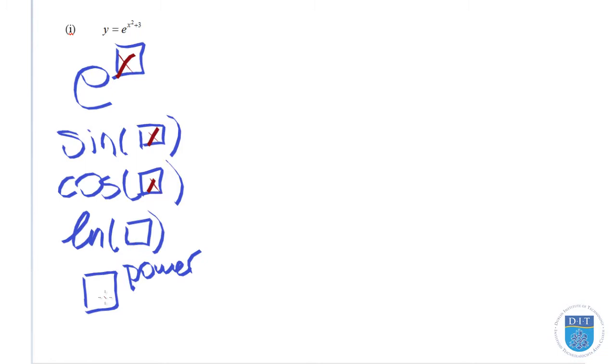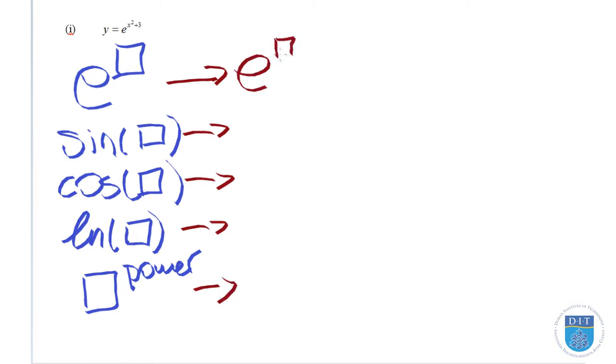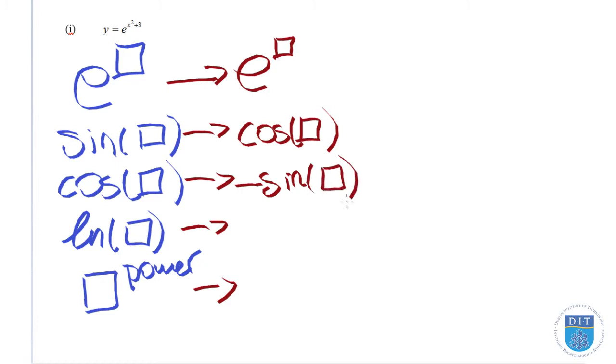But if anything other than just a simple x, you need the chain rule. And as we said, you pretend the box is x and write down what the table says if the box was x. The table says e to the box stays as e to the box. Sine becomes cos a box. Cos goes to minus sine a box. Ln goes to 1 over the box, and box to a power becomes power times box to the power minus 1.